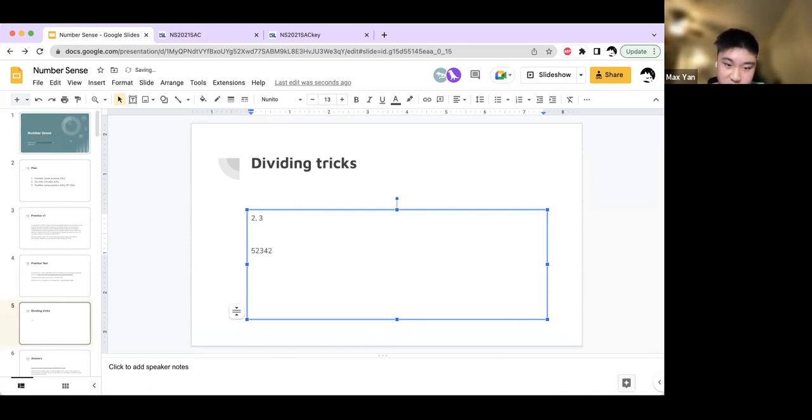So say you have 5, 2, 3, 4, 2. You add them up to get 16. And 16's remainder when divided by 3 is 1. That's one of the tricks for dividing by 3. Dividing by 4, you only have to look at the last 2 digits. Dividing by 5, you look at the last digit. Dividing by 6, you look at both when it's divided by 2 and when it's divided by 3.